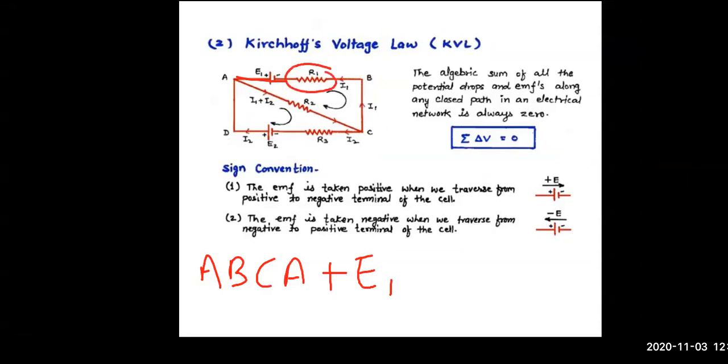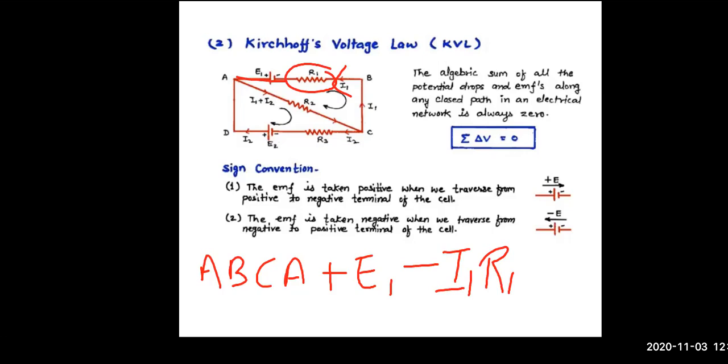Now you can see the direction of current and the direction of our movement. We are moving from A to B. This is opposite. As the direction of the mesh and the current are opposite, here the sign will be negative. Across the resistance R1, what is the voltage drop? The voltage drop is I1 R1. This is the voltage across R1.